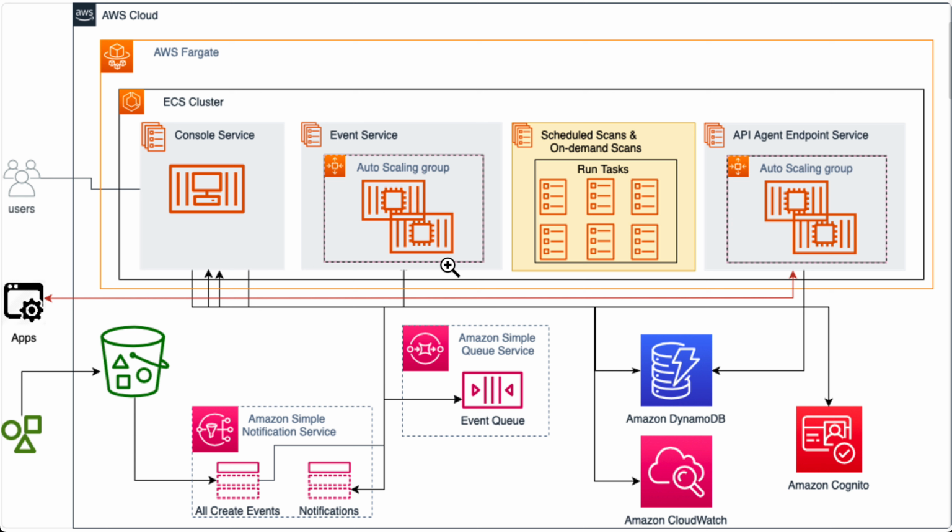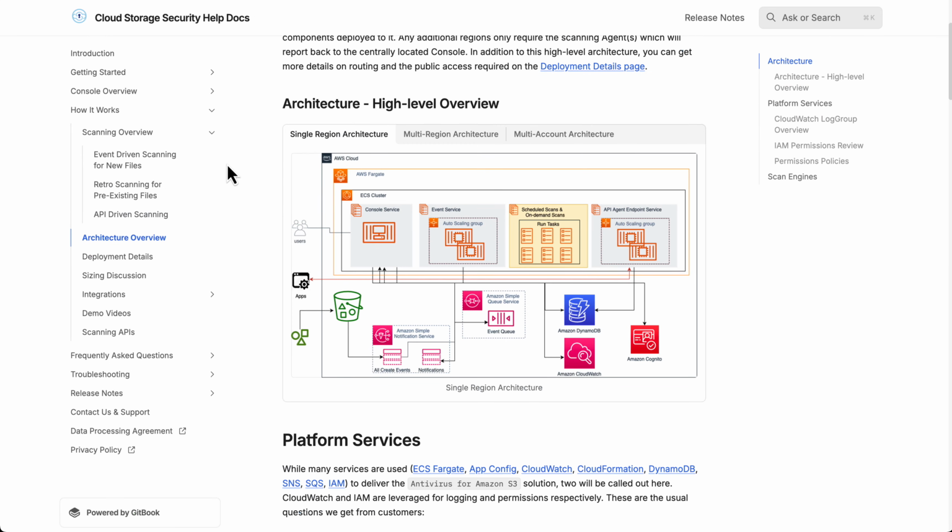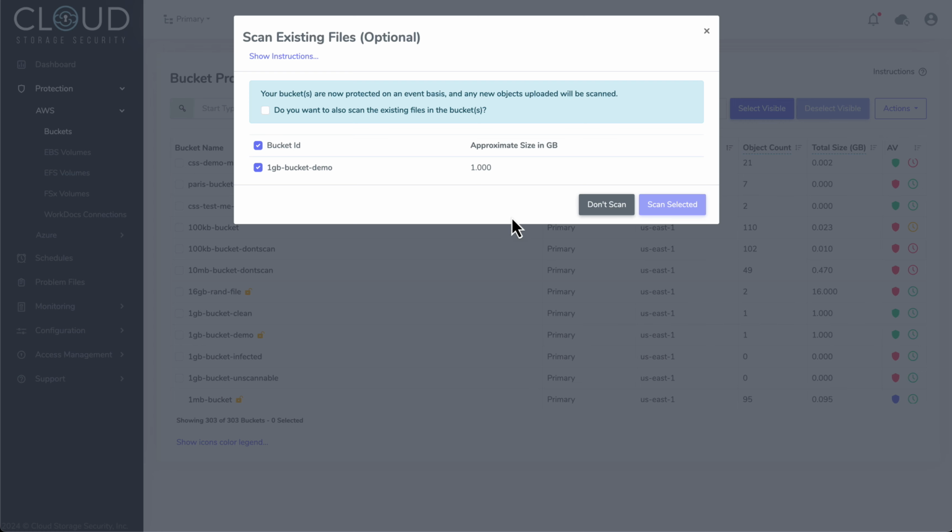What happens in the background is we will use the S3 API to pull the object from the bucket and write it to the disk of the scanning agent. The scanning agent will then perform a scan and return a result. Once that result is returned, we'll write it to a few different areas. Number one being the object itself.